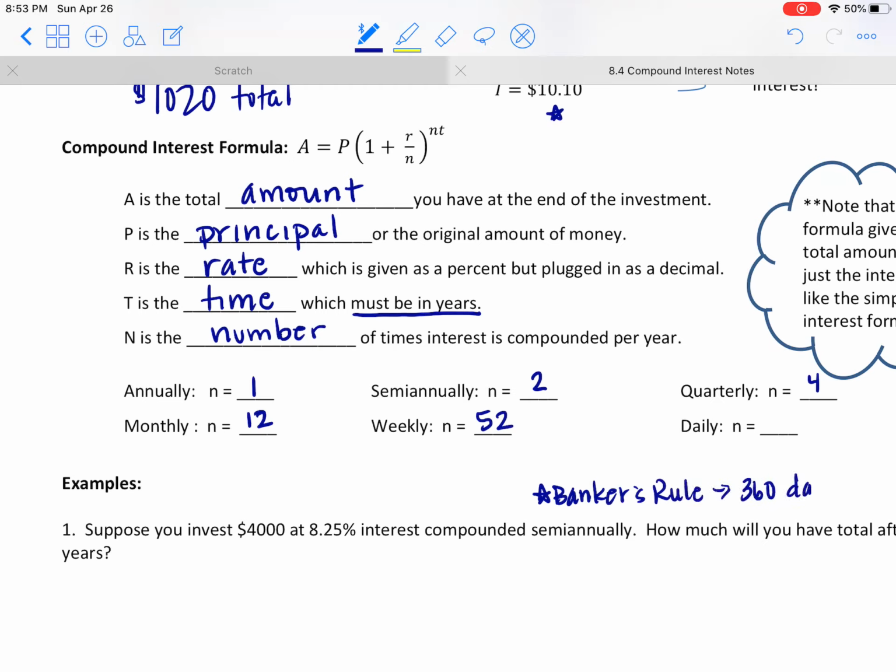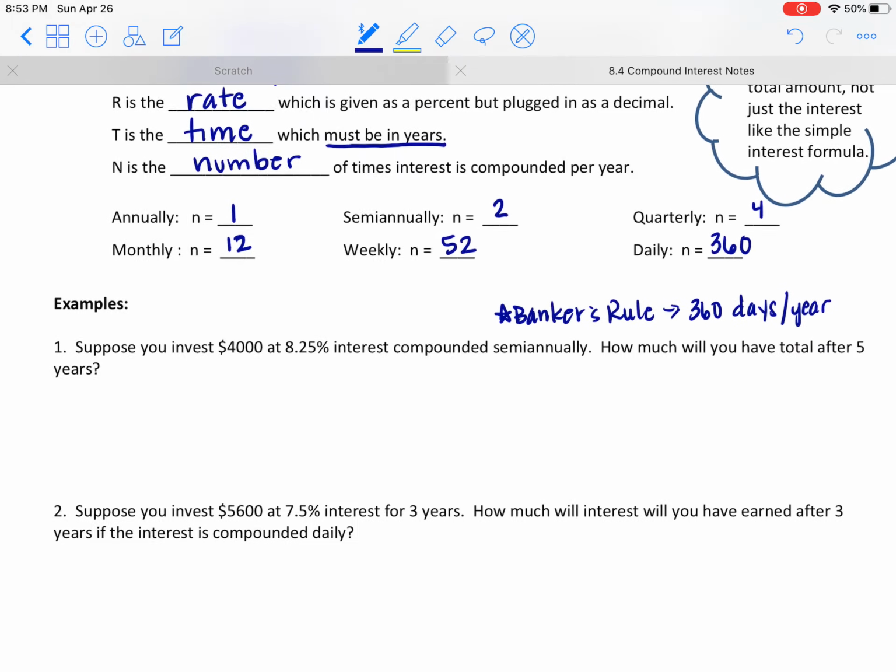And then daily, now I know there are 365 days in a year, but we're going to use that banker's rule we talked about last time. So the banker's rule says there are 360 days in a year. So if it says daily, we're going to go with n equals 360. Okay, and I think when you're working on these problems in MATLAB, it will say use 360 days in a year. Okay, so let's try this out.